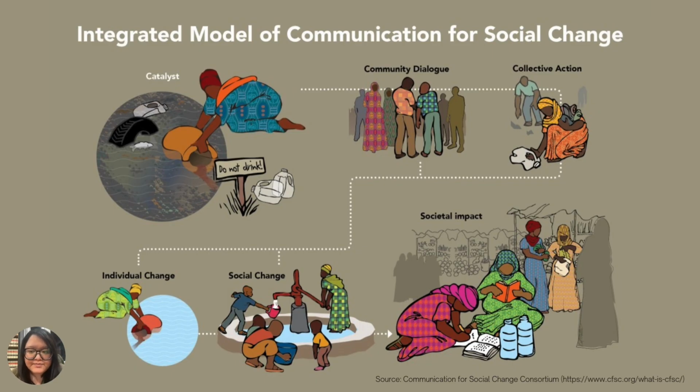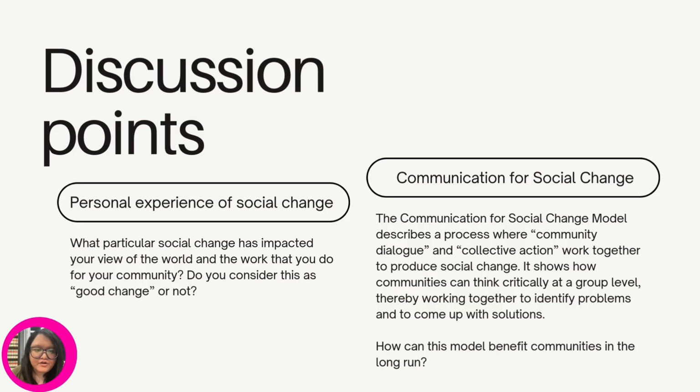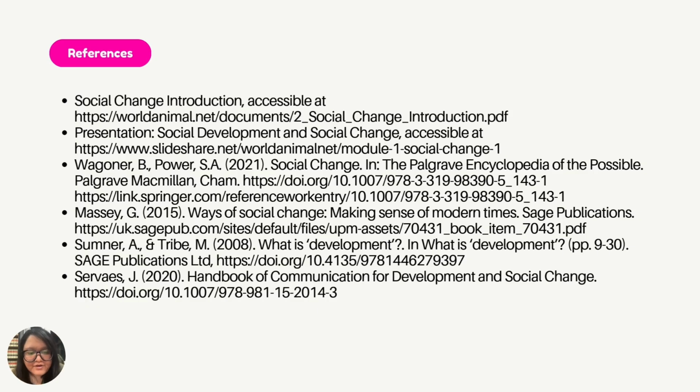This model describes the process where community dialogue and collective action work together to produce social change in a community that improves the health and welfare of all its members. They have shown that people or a community can think critically at a group level, and they can thus work together to identify problems and come up with solutions. So, here are a few discussion points that I wanted to talk about in our discussion forum. And here are my references.